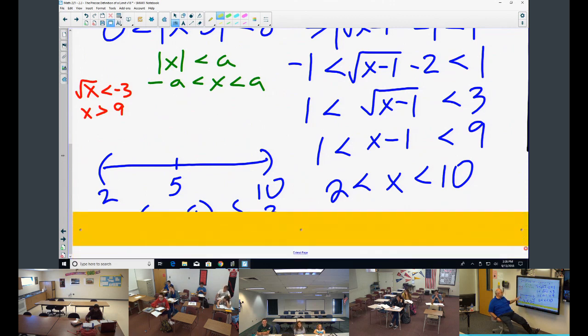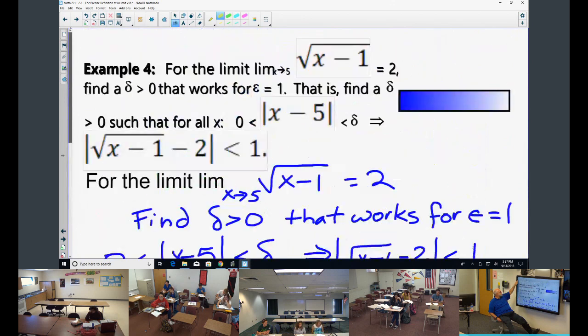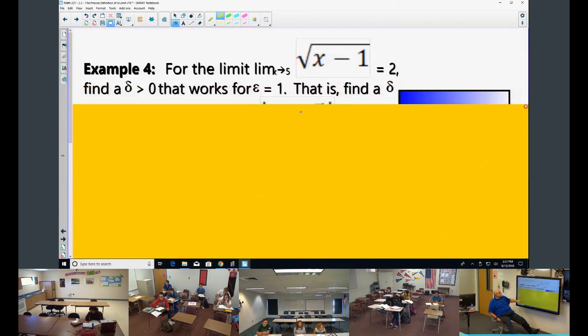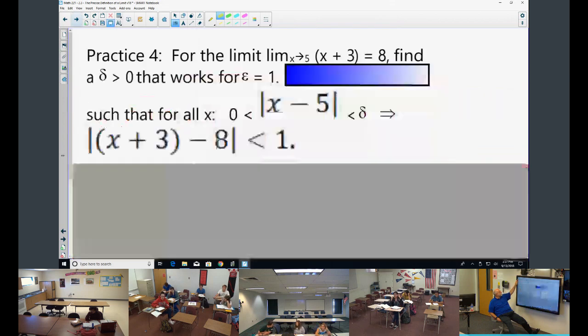All right? So let's try the next practice problem. Again, on this one I've given you 1 as your epsilon.